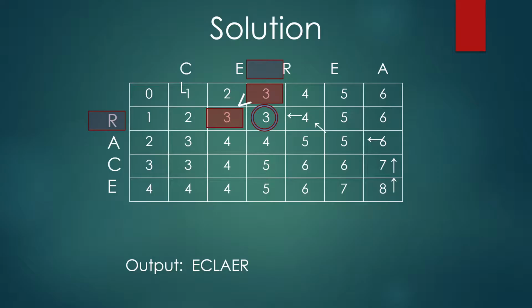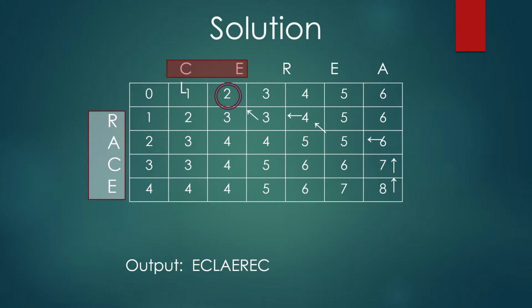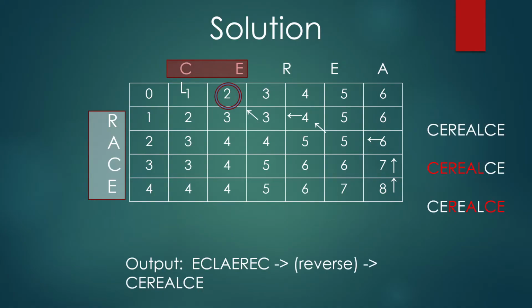If string y reaches its end, we will add the remaining of x to the output string, else if string x reaches its end, then we will add the remaining of y to the output. Now if we reverse the output, we will get the shortest common supersequence containing both the given strings.